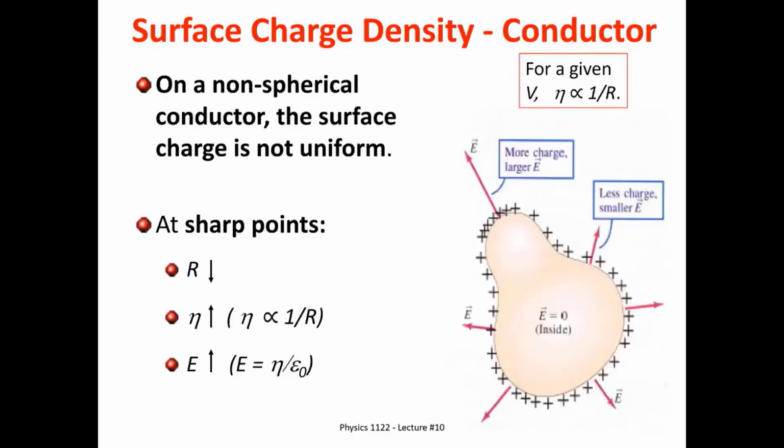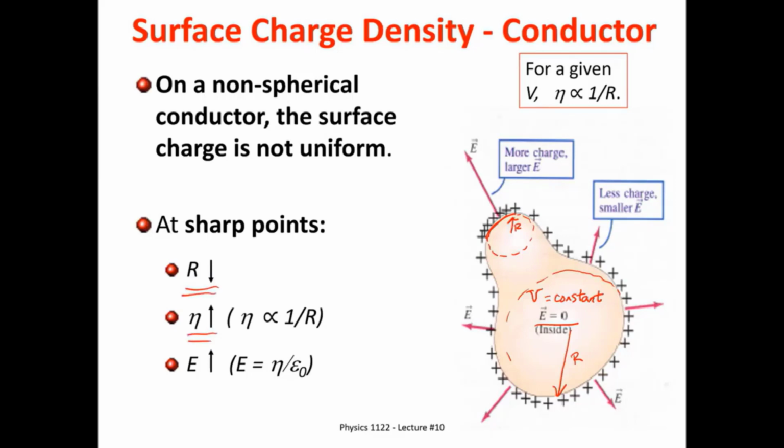So this is an arbitrarily shaped object, a good conductor. Inside, in static equilibrium, E is equal to 0 and V is equal to a constant. Whatever voltage it has, it has that voltage throughout. And the surface charge density is going to be larger at points where the radius of curvature is smaller. So up here, the radius of curvature is smaller than in this section, where the radius of curvature is larger. So as r goes down, eta goes up.